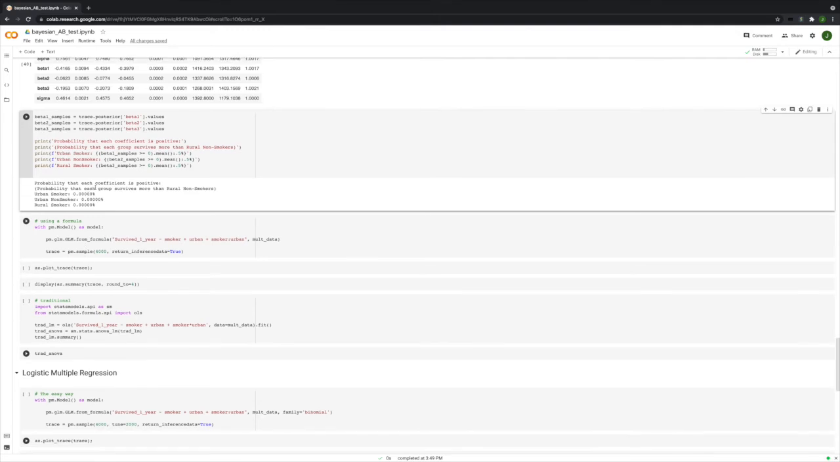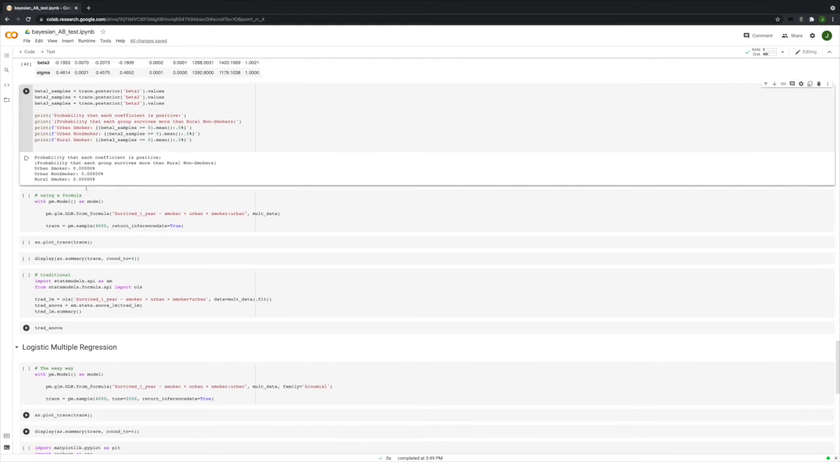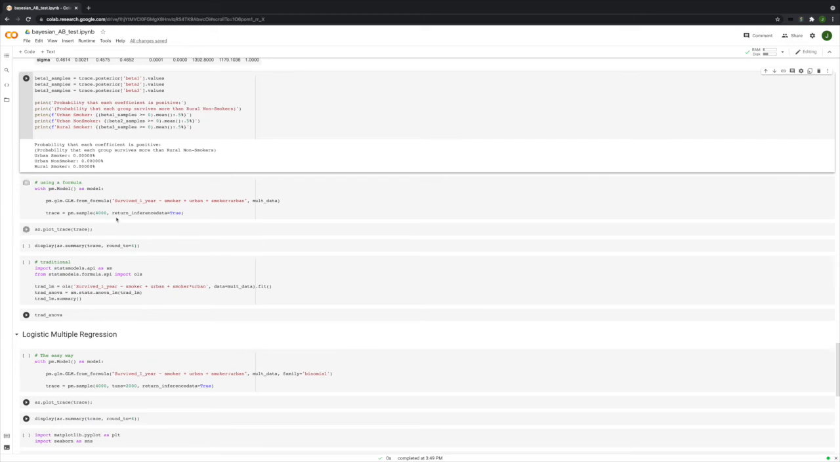We can actually do the same analysis in a different way. Here we split them up into 4 groups. 4 possible groups. But PyMC3 actually just lets you use a formula, like you would in R if any of you guys have used R before. So this is just saying our formula is survived 1 year is our dependent variable. Smoker is an independent variable. Urban is an independent variable. And we're using the interaction between the smoker and urban columns.